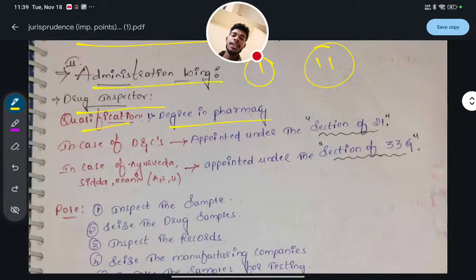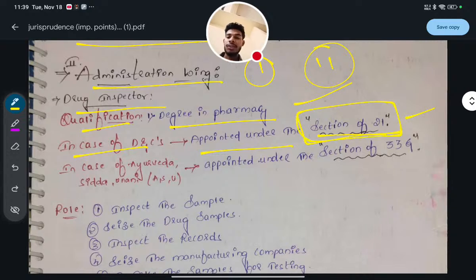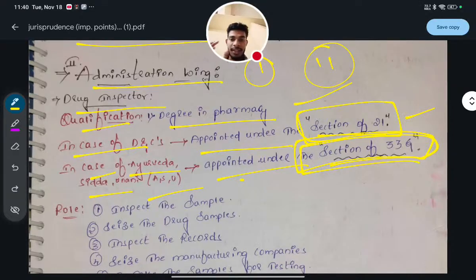Qualification: degree in pharmacy. In case of the D and C Act, appointed under section 21. You have to remember that section. In the case of Ayurveda, Siddha and Unani, the drug inspector is appointed under section 33G, but in the case of the Drugs and Cosmetics Act, it will be appointed under section 21.